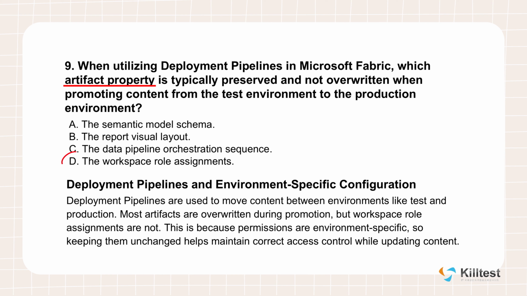And I guess that explains why options A, B, and C are wrong. The semantic model schema, the report visual layout, and the data pipeline sequence, those are exactly the code and design artifacts you do want to overwrite. Exactly. Updating those to the newest version is the entire point of pushing a deployment. You overwrite the code, you preserve the security.